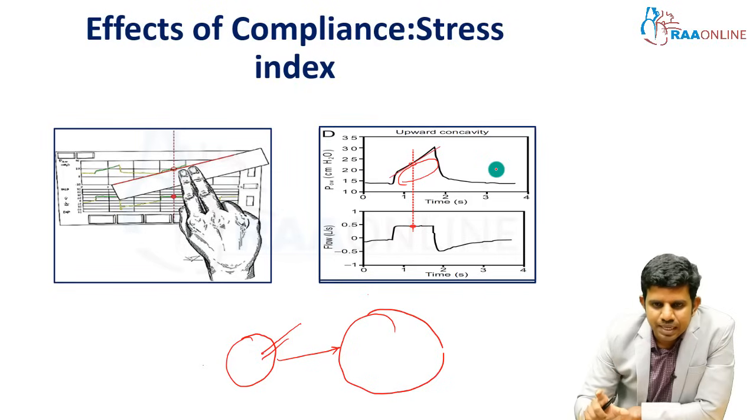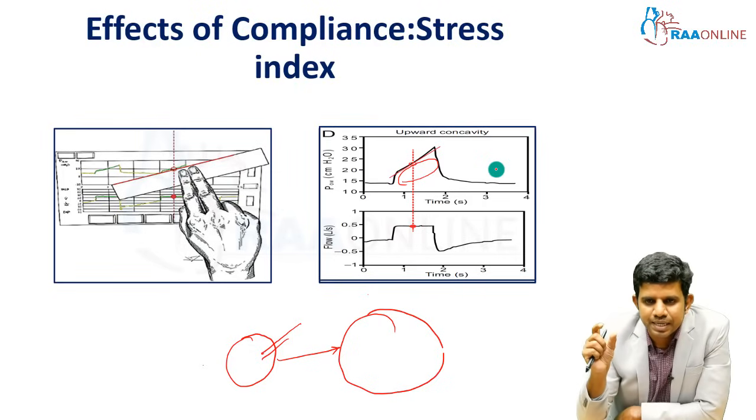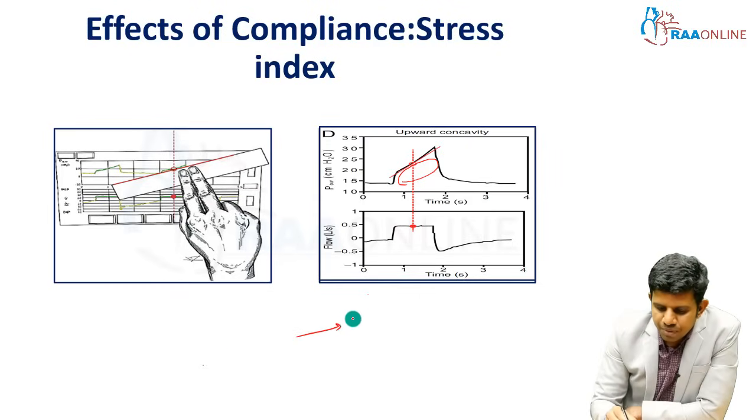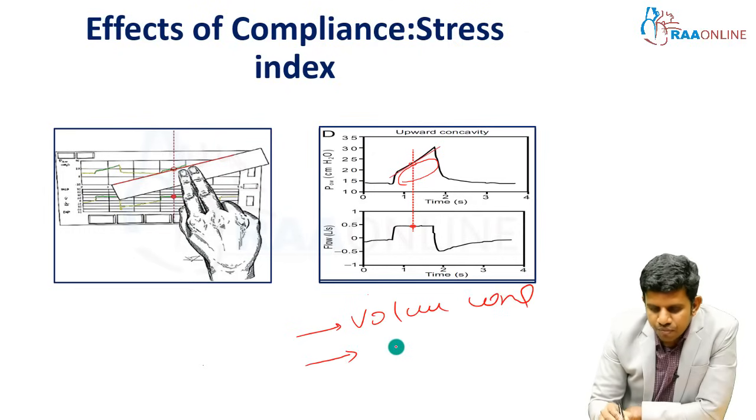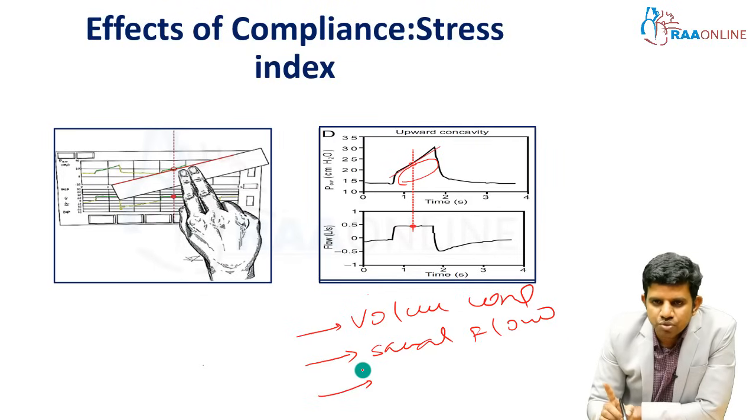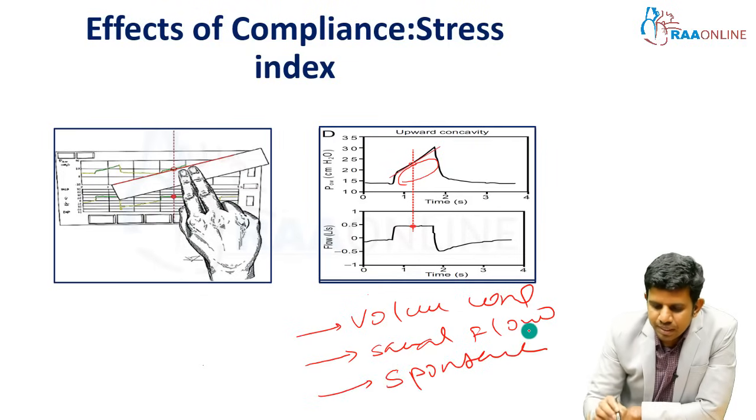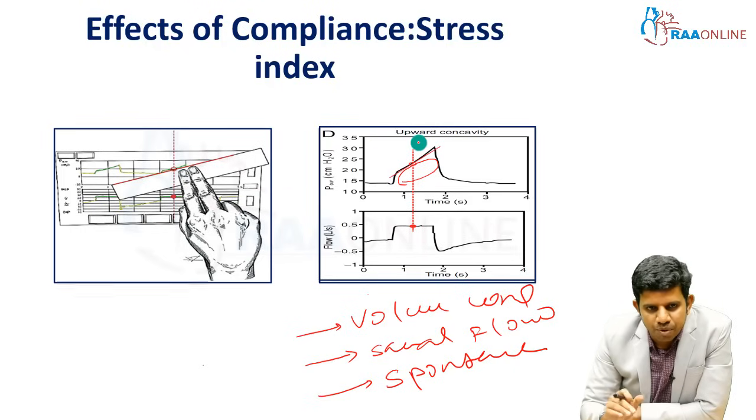You can see the stress index in the slope of the pressure-time scalar. To see it, the patient should be on volume control mode. Second, the flow should be a square, constant flow waveform. Third, the patient should not take spontaneous breaths. Only then can you see the stress index. From this stress index, we can know whether you have to come down on PEEP, increase the PEEP, or continue the same.